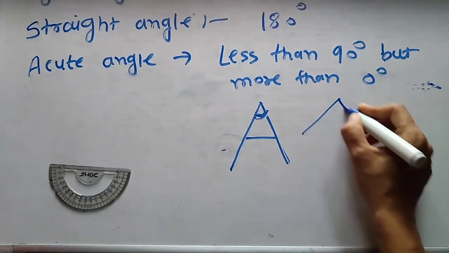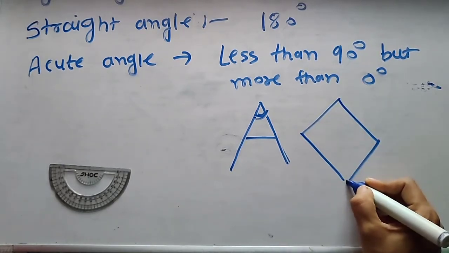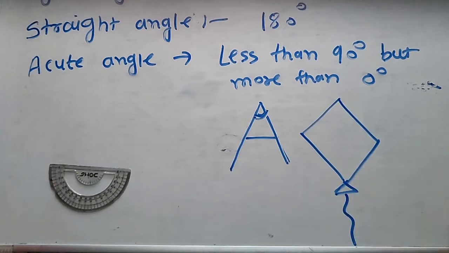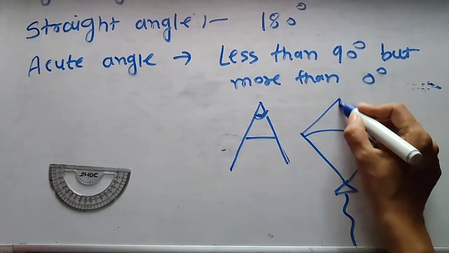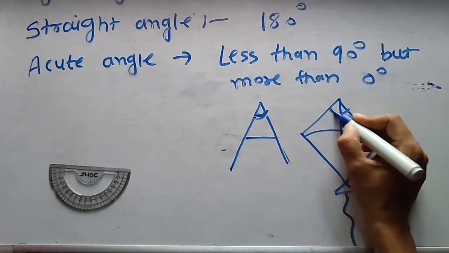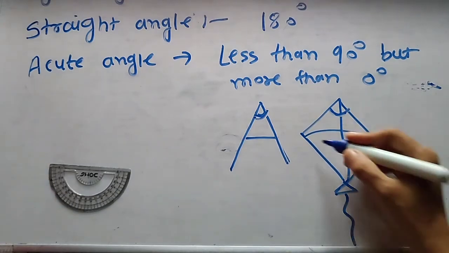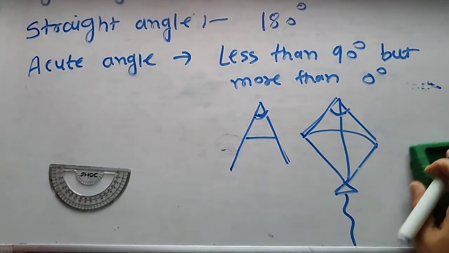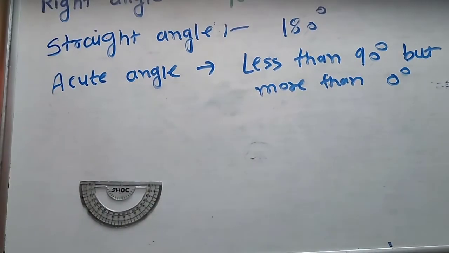See in your kite, this is your kite. Here the angle is formed, and this type of angle is called an acute angle.